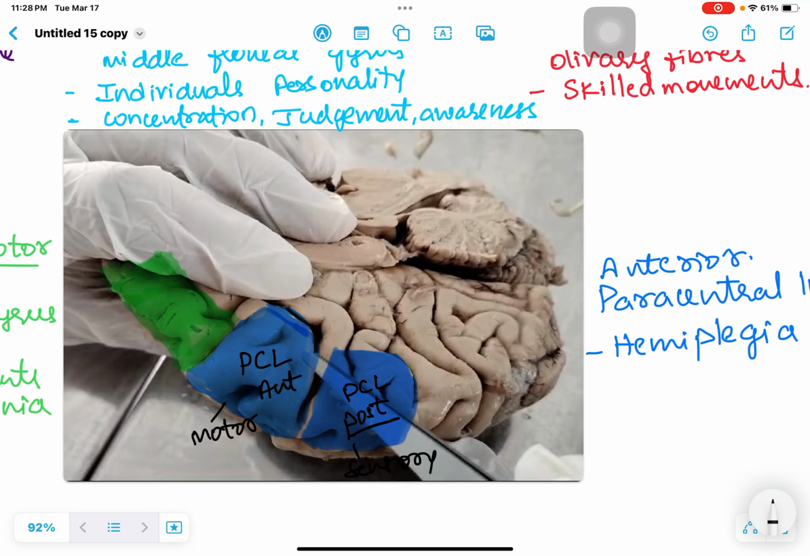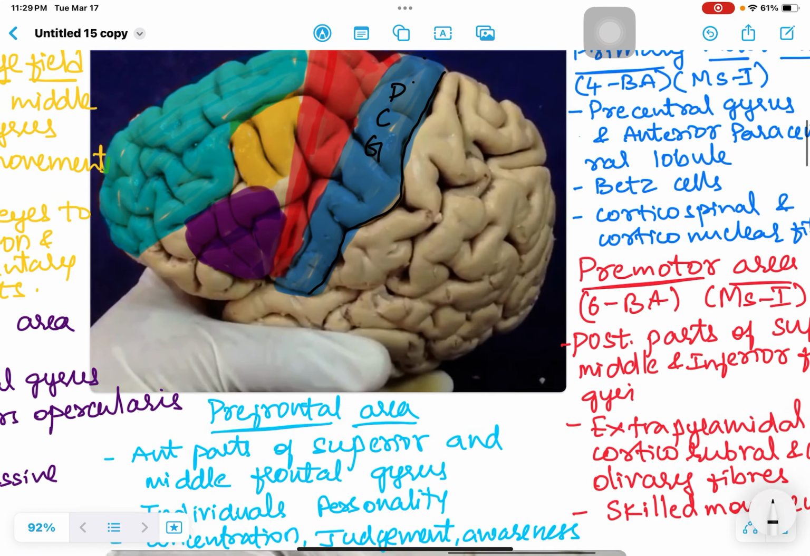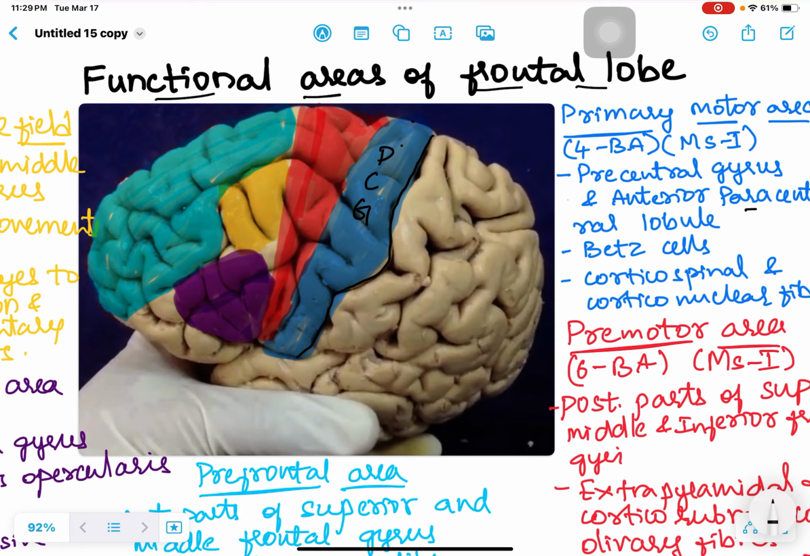Of course, it has very different functions like defecation and micturition, but the anterior part is also a part of the primary motor area. So the paracentral lobule, anterior part. The main large pyramidal cells, called Betz cells, will be there in this cortex, and they are responsible for formation of corticospinal fibers and corticonuclear fibers.